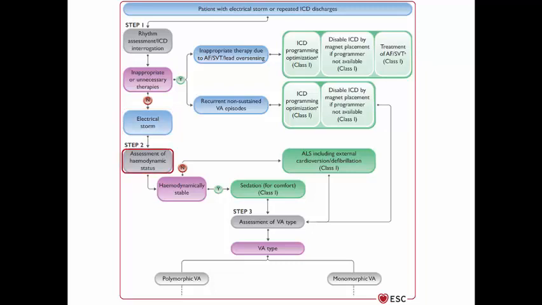Assess the hemodynamic status. If the patient is hemodynamically unstable, so you should start ALS, including external cardioversion or even defibrillation in case of pulseless VT or VF. But if the patient is hemodynamically stable, so go for sedation, either mild to moderate or in some cases deep sedation if necessary. Assess the type of ventricular arrhythmia, whether it is polymorphic or monomorphic ventricular arrhythmia.